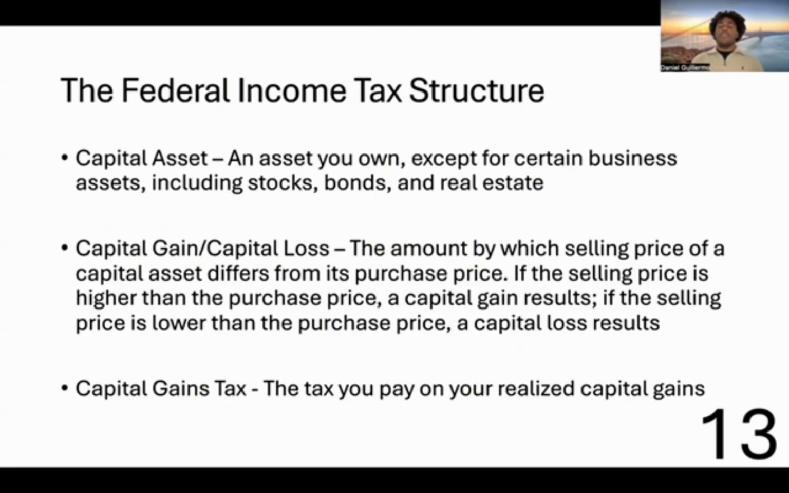Now let's go over capital assets. This is an asset you own except for certain business assets, like stock, bonds, and real estate. Now you can get a capital gain or capital loss, which is the amount by which the selling price of your capital asset differs from its purchase price. And let's go over capital gains tax. This is the tax you pay on your realized capital gains.